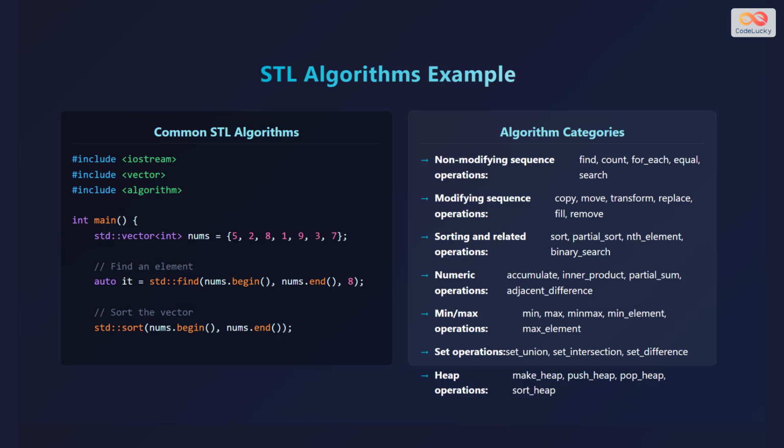The code then sorts the vector using the std sort algorithm, again passing the beginning and end iterators of the vector. The std count algorithm is used to count the number of occurrences of the value 3 in the vector. The result is stored in the count variable. Finally, the std minmax_element algorithm is used to find the minimum and maximum elements in the vector, and the results are stored in min and max variables, respectively.